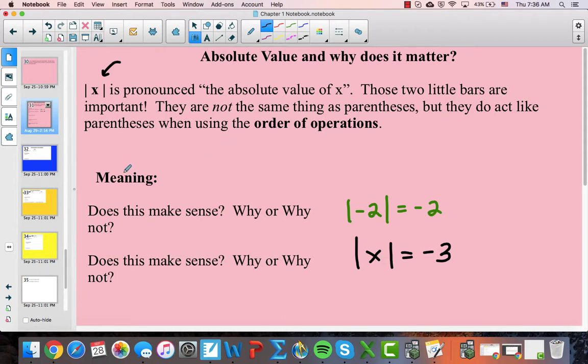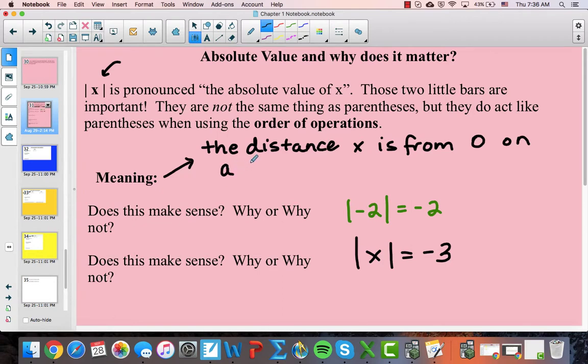But what is actually the meaning of absolute value? Well, the meaning of absolute value is the distance x is from 0 on a number line. And since we're talking about distance, we can't go a negative distance. So when we take the absolute value of something, the result always has to be positive, okay? It has to have a positive result. If it doesn't, then it shouldn't make sense.